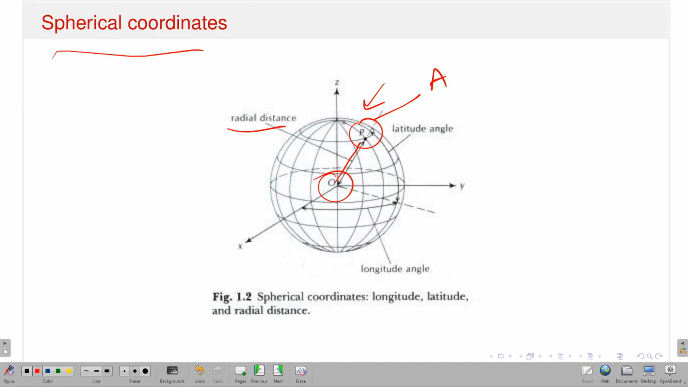The latitude angle is nothing but this one. And what about the longitude angle? So, I have written, the longitude angle is this one. Okay, that is the point. So, same point: this is the corresponding longitude angle, this is the latitude angle, and this is the radial distance. Okay, so that is what I have written. So, spherical coordinates: longitude, latitude and the radial distance.